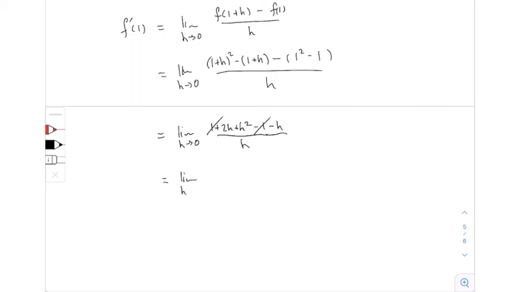So this is going to be the limit as h goes to 0 of h plus h squared divided by h. All right, the 1 and the minus 1 canceled. The 2h subtracts h, and I end up with just 1h.